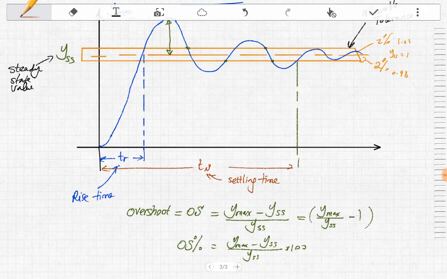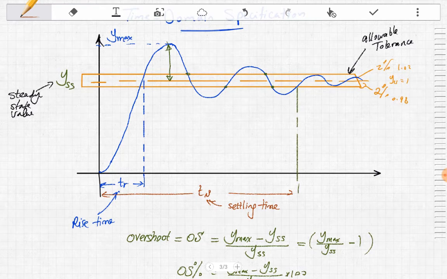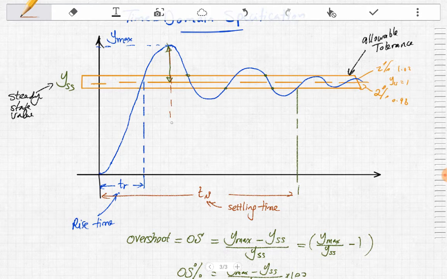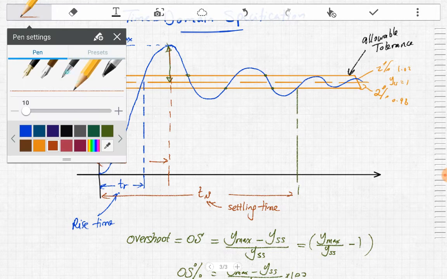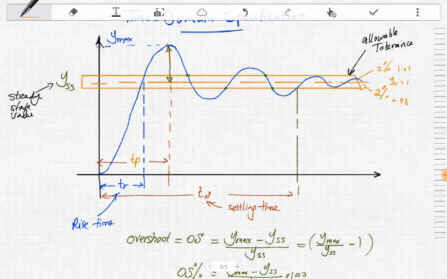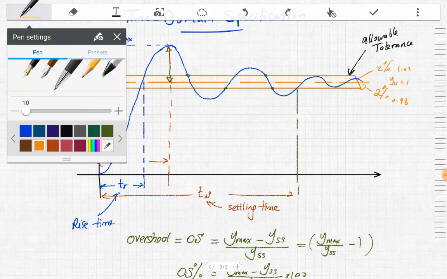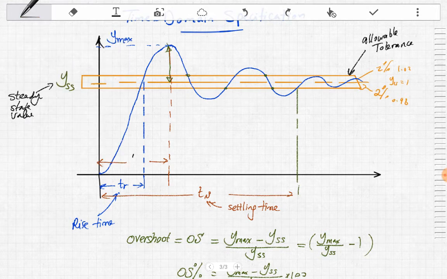Another important time that we have is the time for the first time we have the maximum value, Y max. So if you go to the time from 0 till this one, what do you call it? TP. It's the time corresponding to Y max. TP, peak time. This is the time when it reached the maximum value.